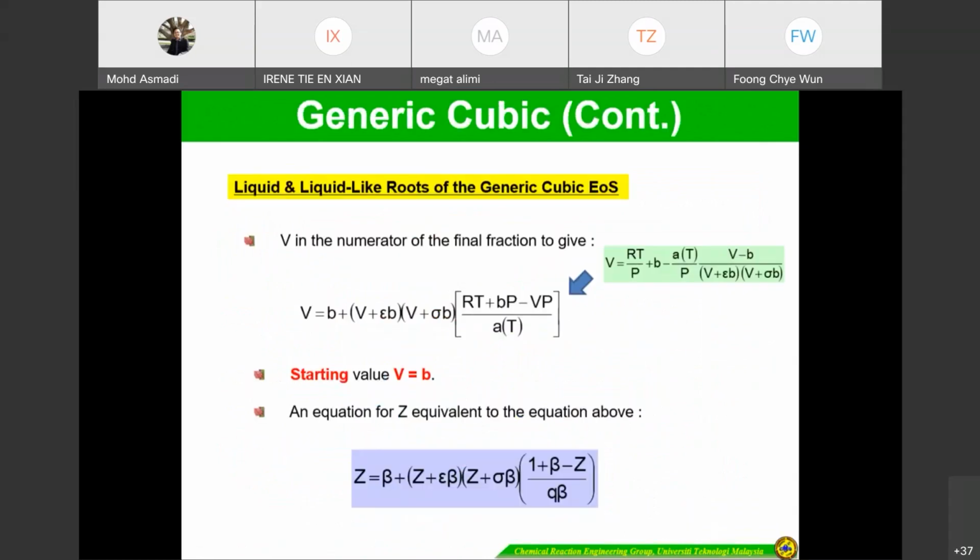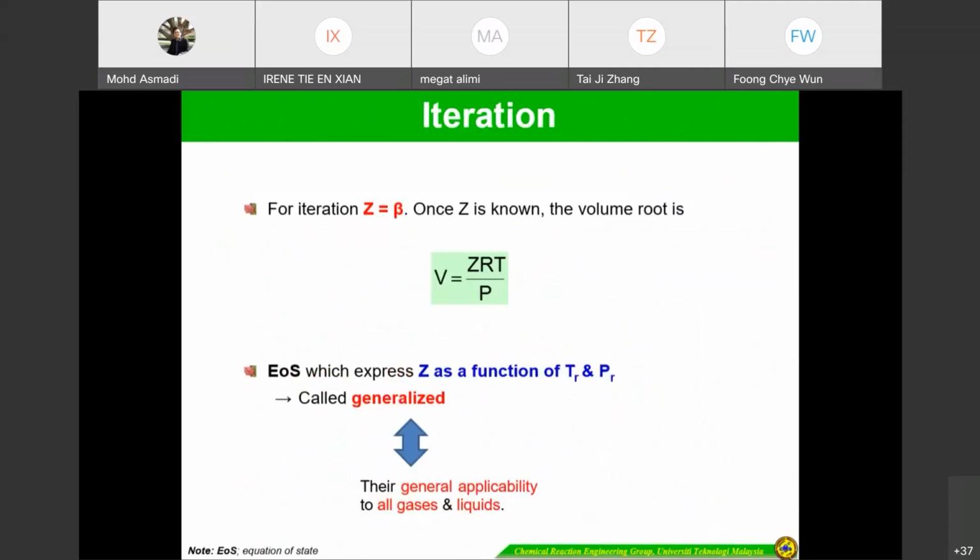That is no problem. For this one, you have to calculate the z first and then substitute the final z into PV equal to zRT.